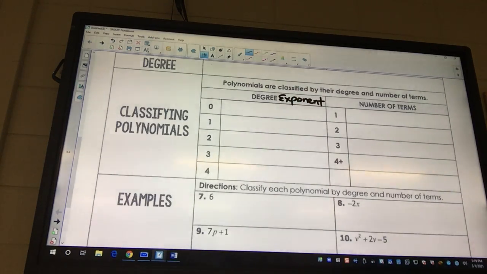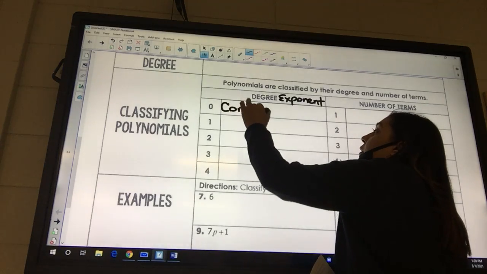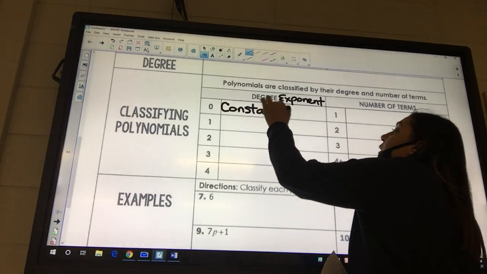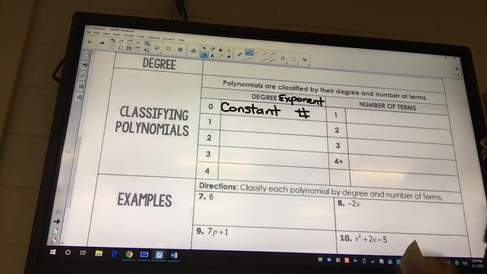Okay, it's gonna make more sense, but write exponent. Okay, so when there are 0 exponents, it's just gonna be a number, it's called a constant. Okay, and over here I'm gonna write just a number. So maybe it's just gonna say 6 or 2. There's no X's with it.